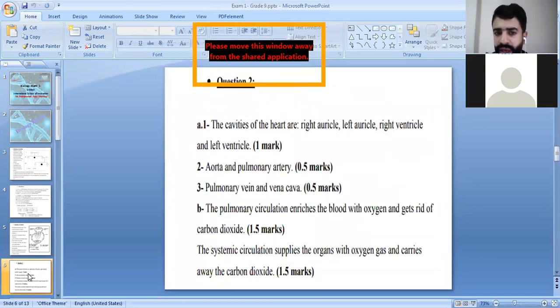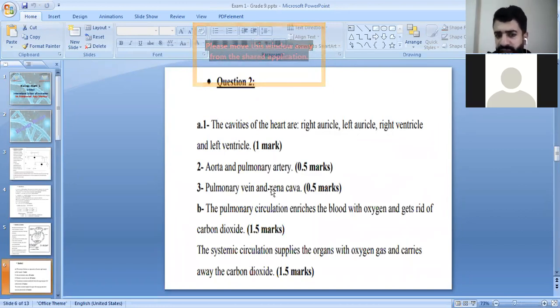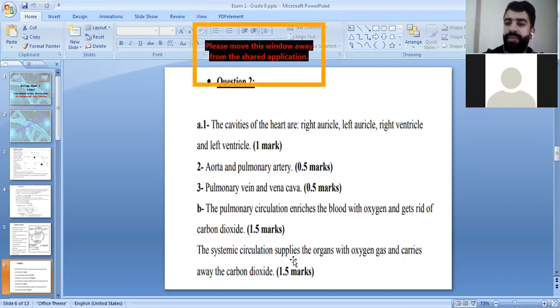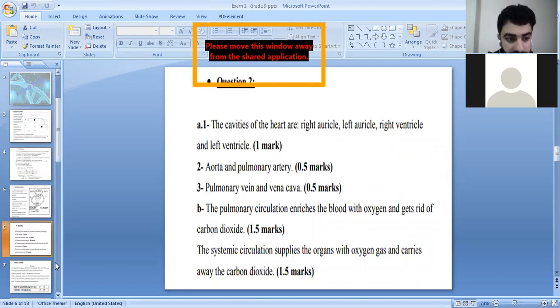Already we studied this. So the cavities of the heart, as I said, are the right auricle, left auricle, right ventricle, left ventricle. 1 mark, bonus point. These vessels also, 1 mark, bonus: aorta and pulmonary artery away from the heart, and the pulmonary vein and the vena cava to the heart. Pulmonary circulation, what is the role? It gives the blood oxygen and gets rid of carbon dioxide. 1.5 marks for this, and 1.5 for the systemic circulation: it supplies the organs with oxygen and carries away carbon dioxide.